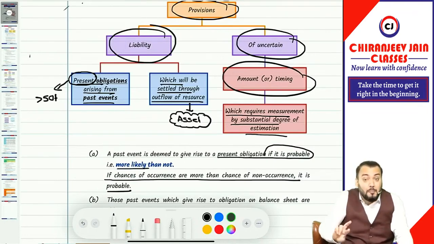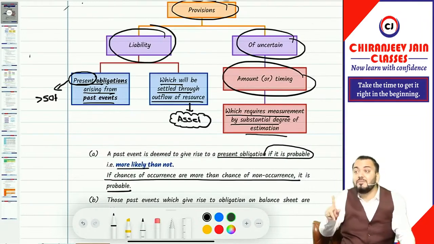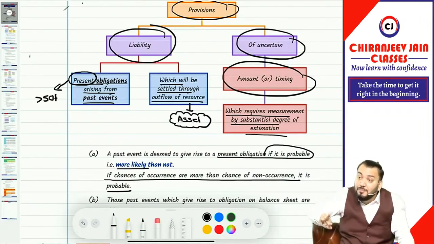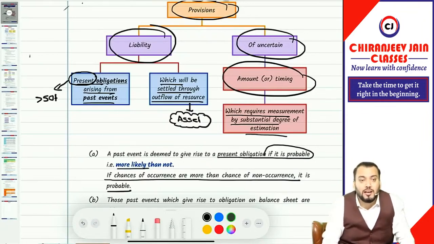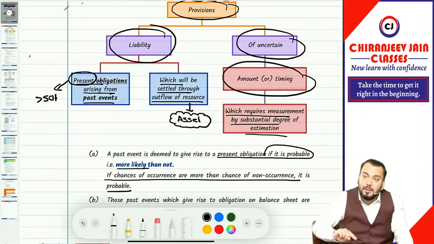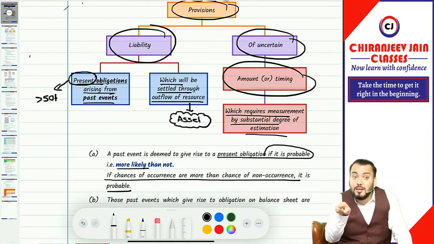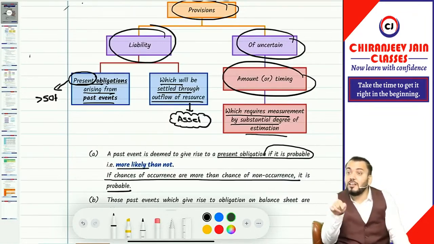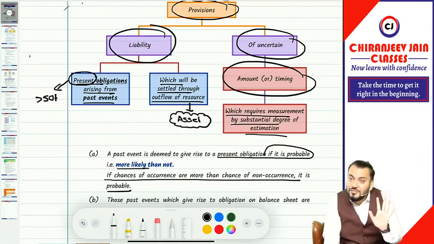When I say compulsory convertible debenture, it means debentures will be compulsorily converted into equity shares. My question to you all, is compulsory convertible debenture a liability or not? Not a liability. Now you have started applying the definition. It is not a liability because there is no outflow of resource.